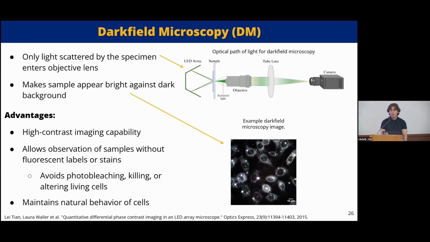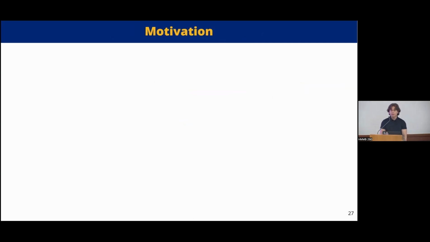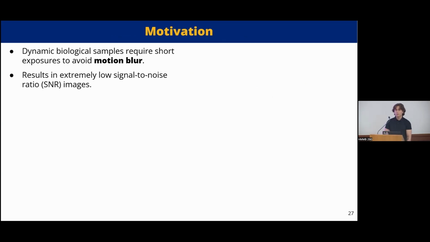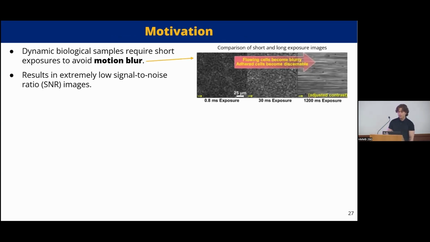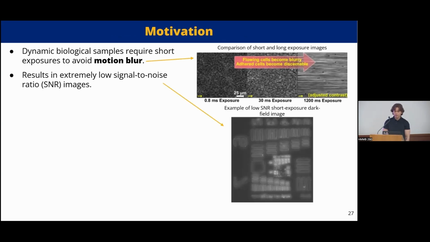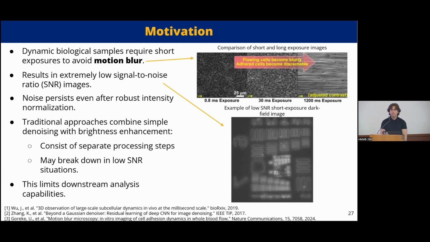However, when imaging fast dynamic samples, we must use short exposures in order to avoid motion blur. In this figure, you may see how motion blur becomes more prominent with longer exposures, so that it increases with a longer exposure time. The problem is that when using short exposures, our images are going to have an extremely low signal-to-noise ratio, such as in the example here. The image will look grainy and dim. Even after normalizing these images based on their intensity profile, residual noise disturbs fine structural details.